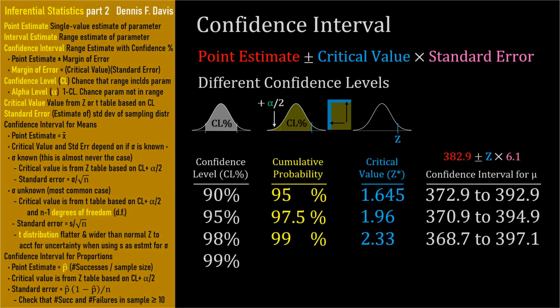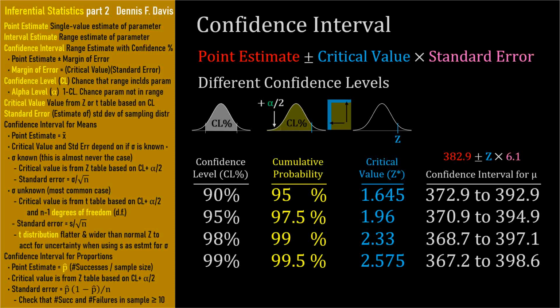For 99% confidence level, the cumulative probability is 99.5%. When we look up 0.995 in the normal table, we get a z-value of 2.575. This makes our interval 367.2 to 398.6 minutes. As we expect, the highest confidence level results in the widest confidence interval.